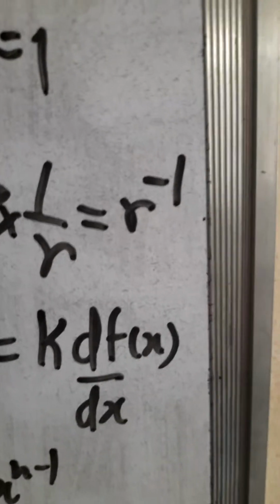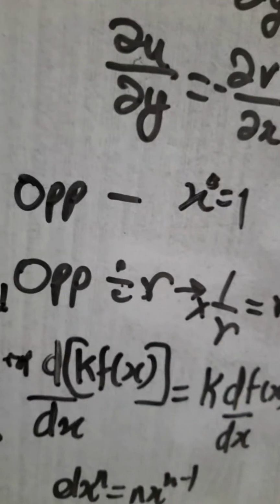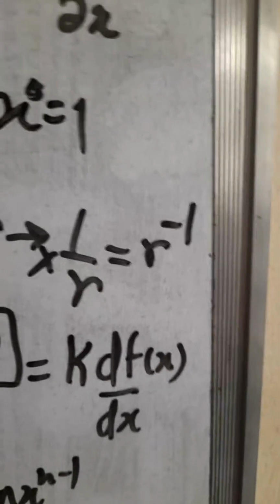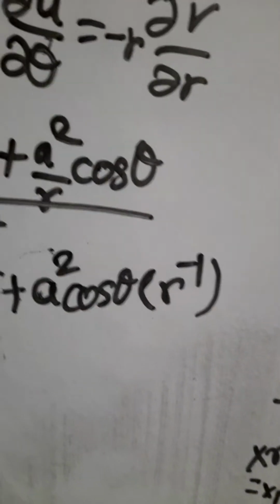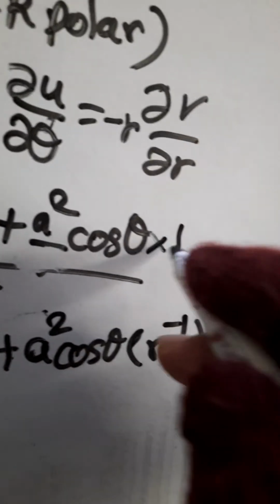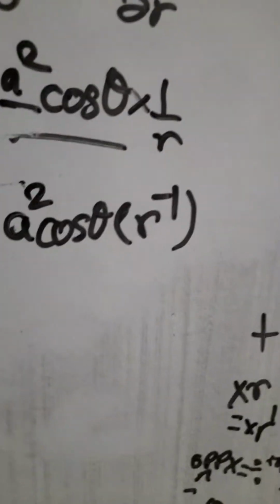How many times? 1 time, because it is minus 1, not minus 2 or minus 300. Then it would be divided by that r itself. Now, this is 1 by r square cos theta. This r we can take out and write it as 1 by r, so here this would be r raised to minus 1.